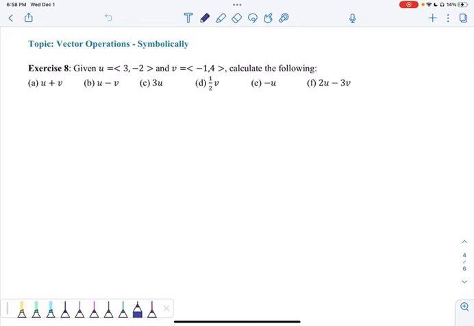Now we'll look at doing vector operations symbolically. So instead of listing out the rules, sometimes it's just easier to watch a few examples and then you'll get the hang of it. Most of these work how you'd kind of want them to work.